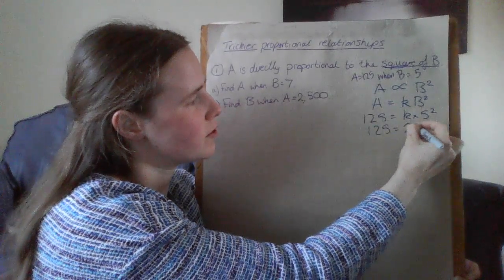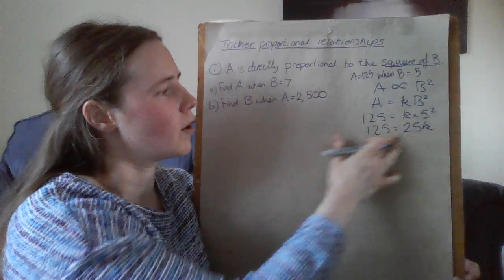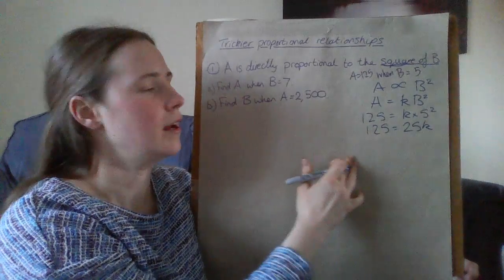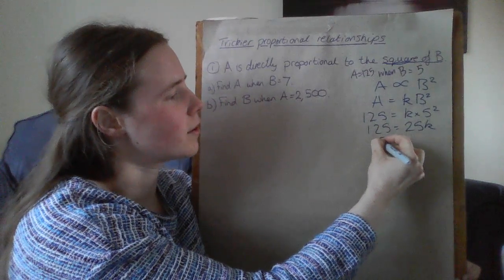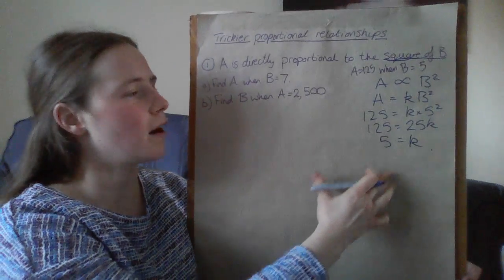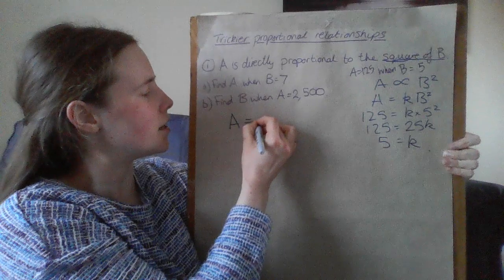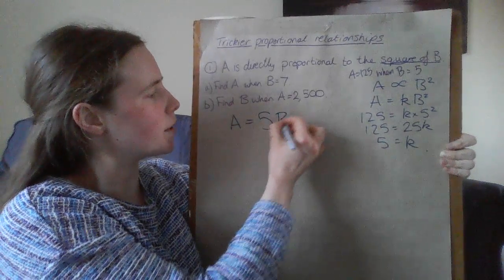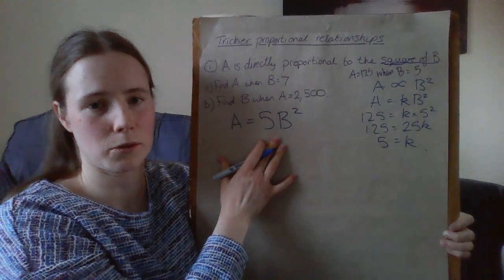125 is 25K. Make sure you do the squaring, and then you'll be fine. So we've got 125 equals 25K. I'm going to divide both sides by 25 in order to solve for K, and I end up with 5 as my K value. Now I've got that, I can make myself a formula. I can say that A is equal to 5 lots of B squared, and that's always going to apply. That's the relationship between A and B sorted.